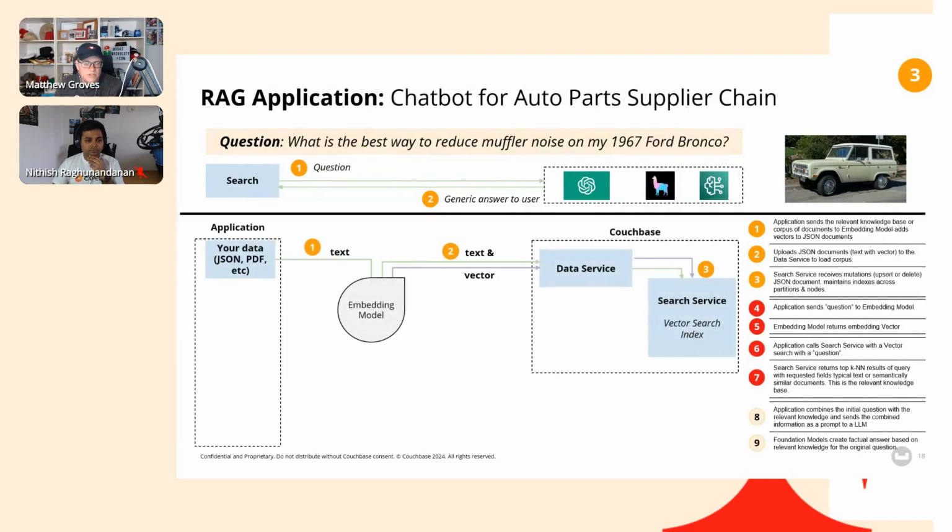So we're going to start with your data, which is JSON in Couchbase, maybe PDFs, or whatever else you have in your auto parts database, data lake, data warehouse, whatever.